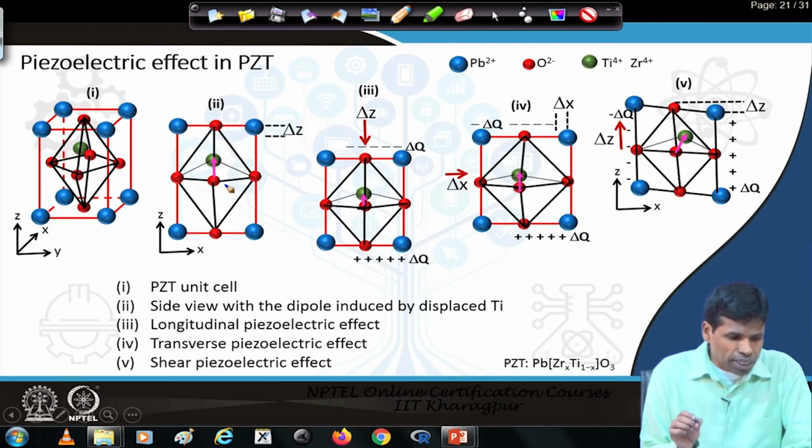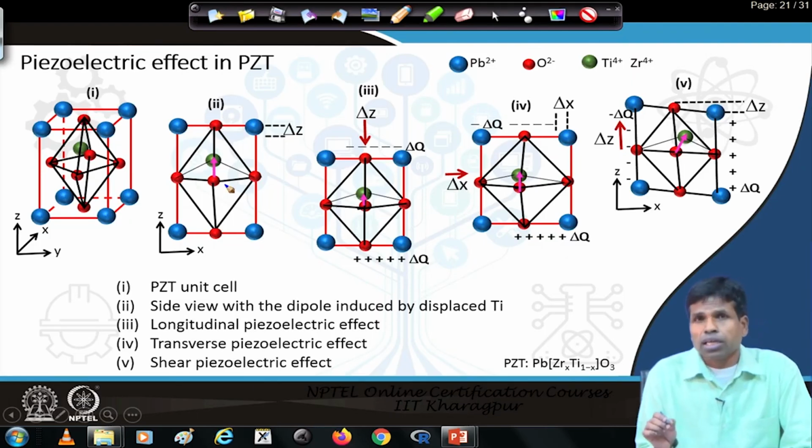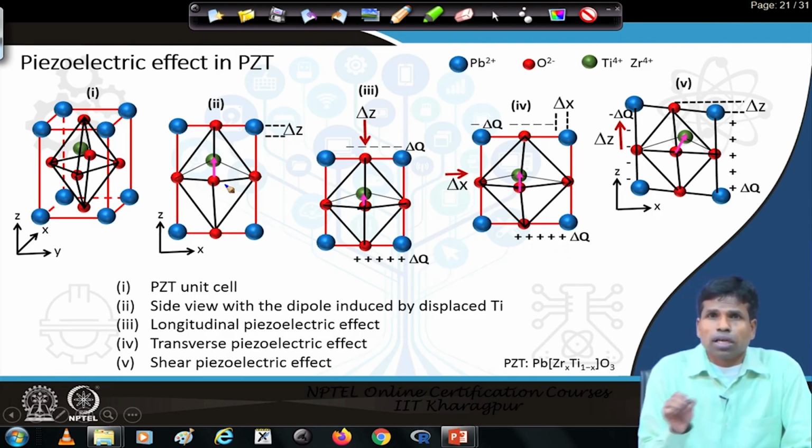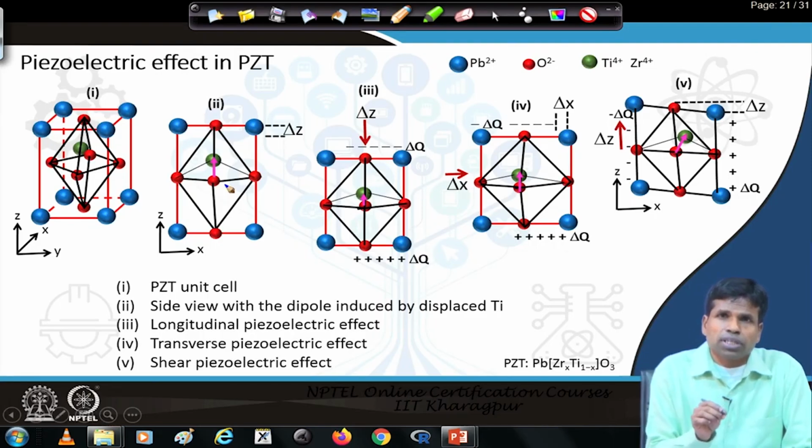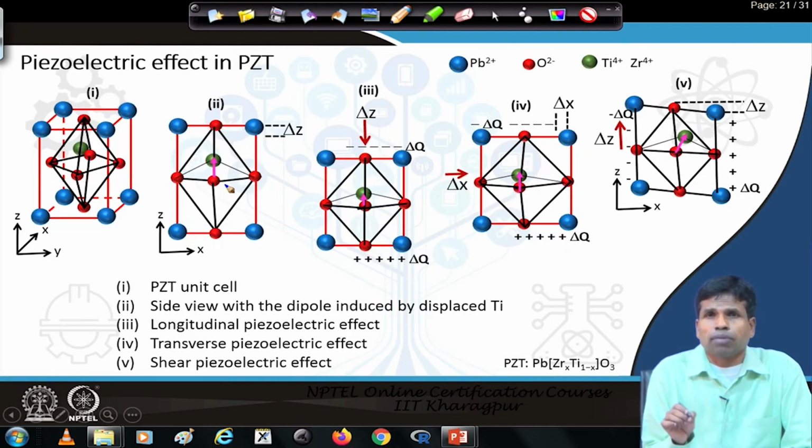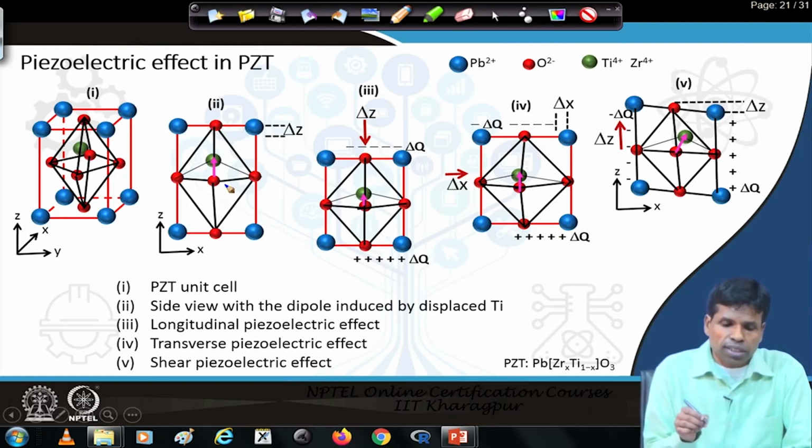If it has an inversion center, say a dipole is formed at position x, then there will be an opposite dipole at position minus x, and they will cancel each other, therefore there will be no net dipole moment. In that case that type of crystal cannot show the piezoelectric effect. For the piezoelectric effect to occur, it should be non-centrosymmetric, therefore there should be a dipole moment inside the crystal.